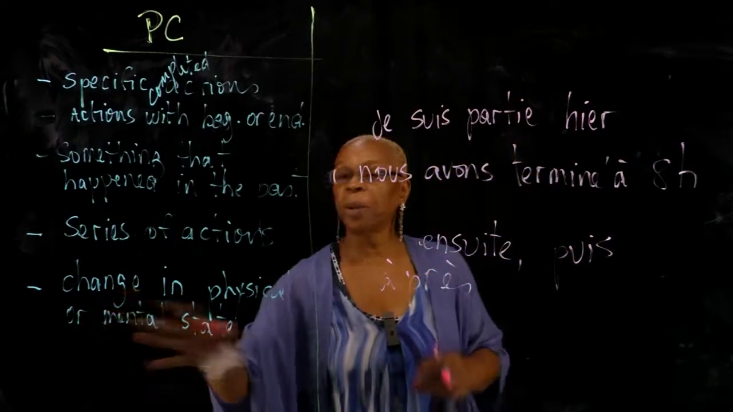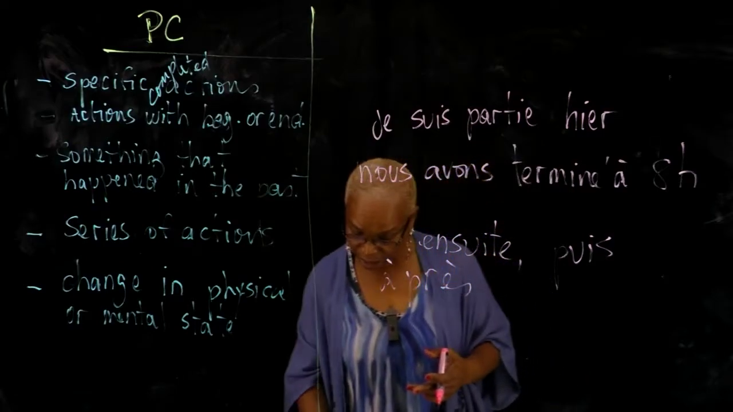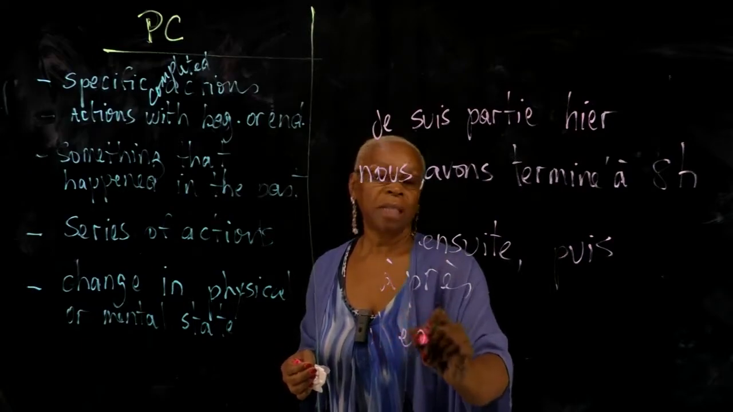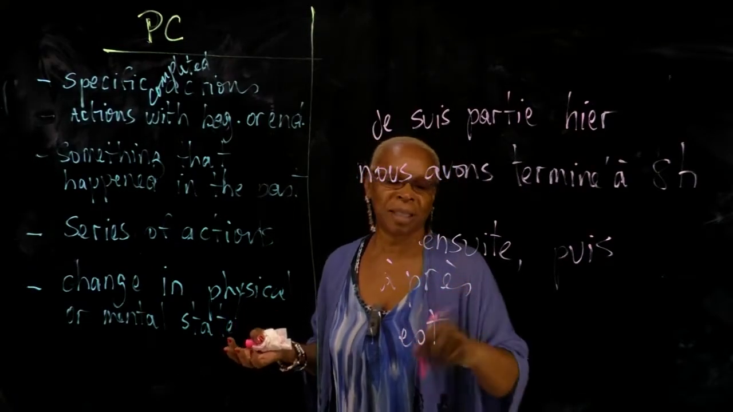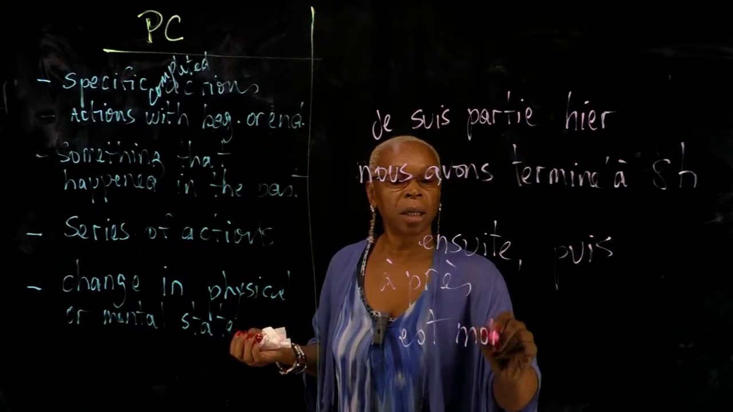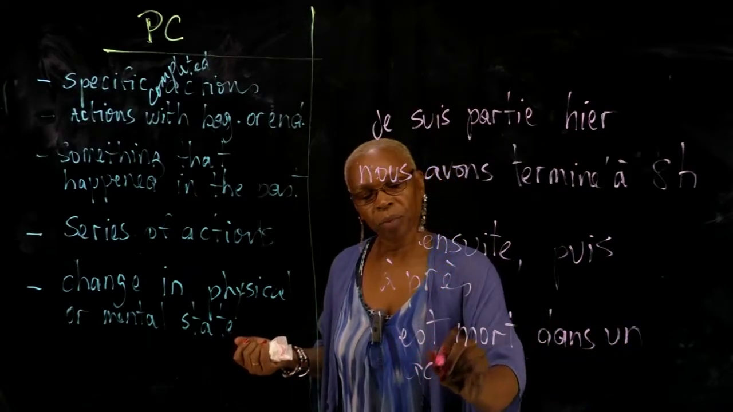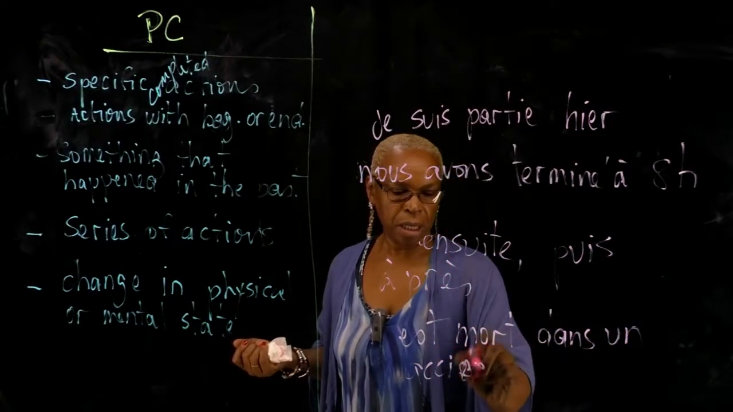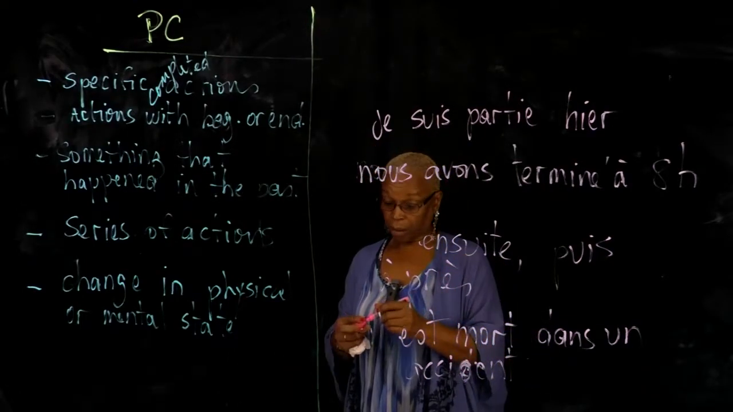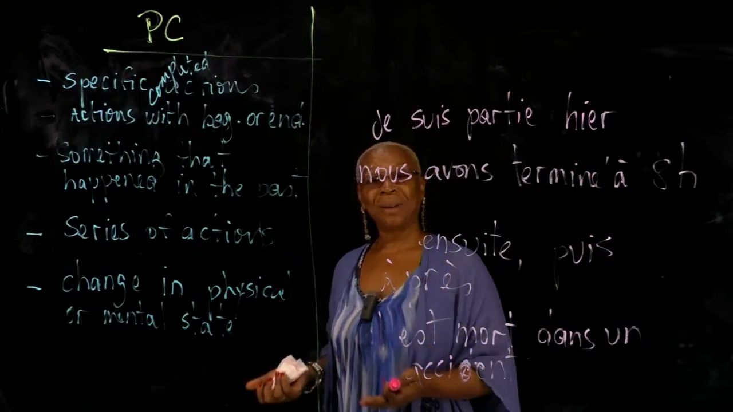Also use the passé composé when there is a change in physical or mental state. Your book gives the example, il est mort dans un accident. Okay? I don't really care for this type of example, but this one is hopefully going to stay in your head. Il est mort dans un accident. So, one minute he was alive, next, he's gone. Donc voilà, this is an example where you're going to use a passé composé.